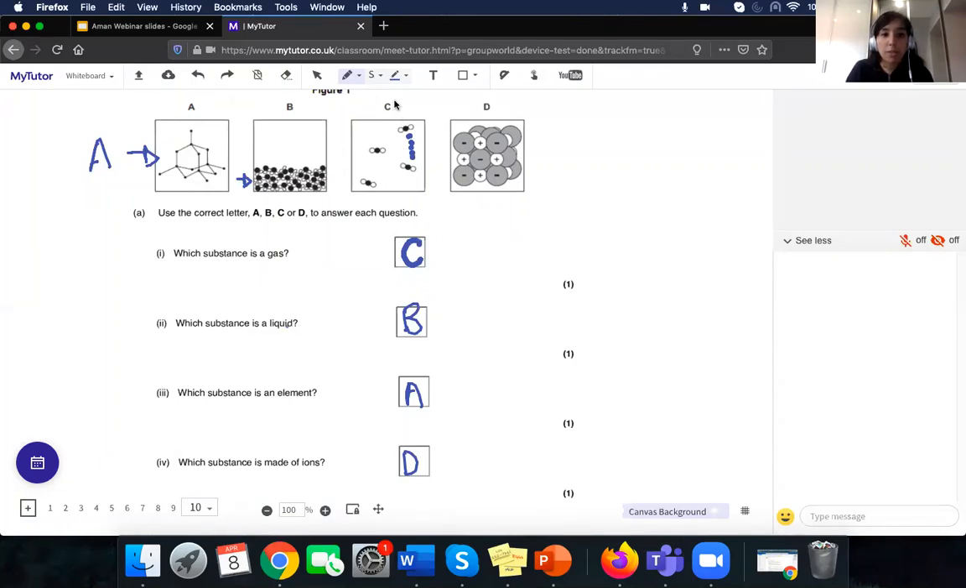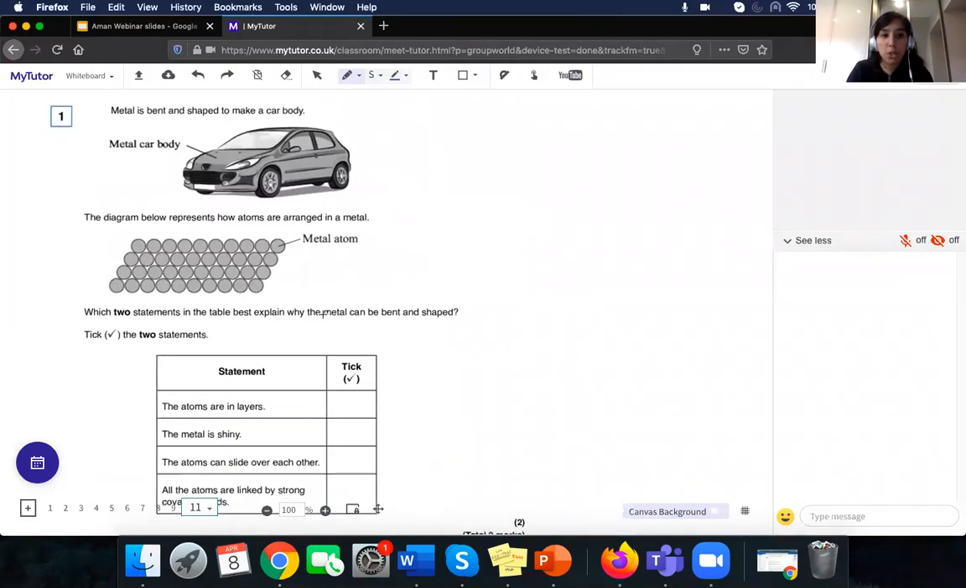So substance made of ions there. So we covered ionic bonding last Friday, and what we can see here is we've got these positive ions or cations with these negative ions. And remember, ionic bonding occurs between a metal and a non-metal. We'll just do one more question, and then we'll go on to the Q&A.